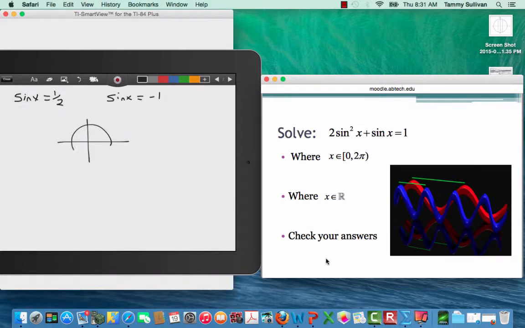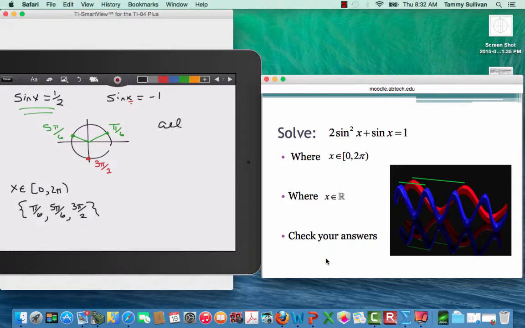So I'm going to look at my unit circle, and the 1/2, that happens when my angle is pi over 6. It also happens when my angle is 5 pi over 6. So that covers this solution right here. Looking for negative 1 with the sine value, sine is negative 1 at 3 pi over 2. So if I just wanted solutions where x is between 0 and 2 pi, I have 3 right there: pi over 6, 5 pi over 6, and 3 pi over 2.